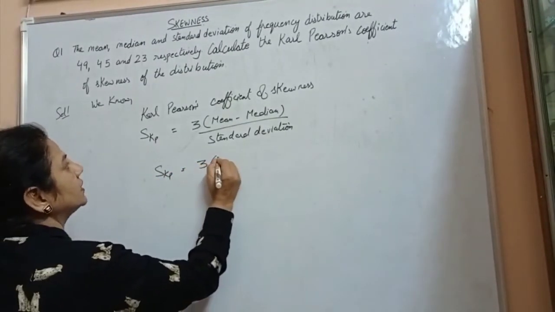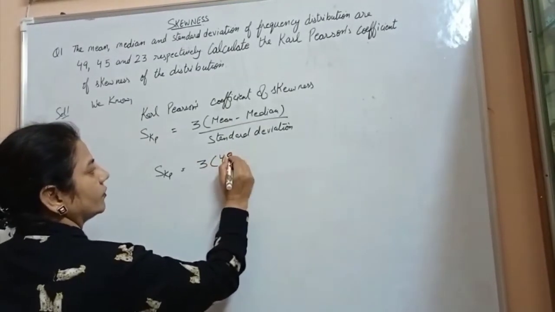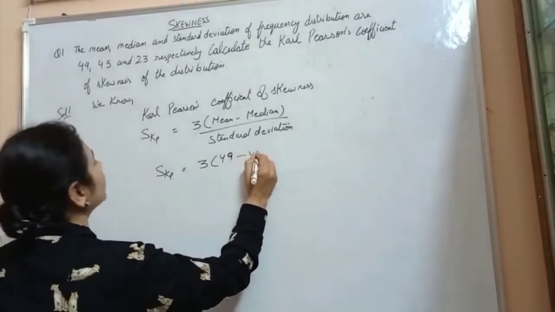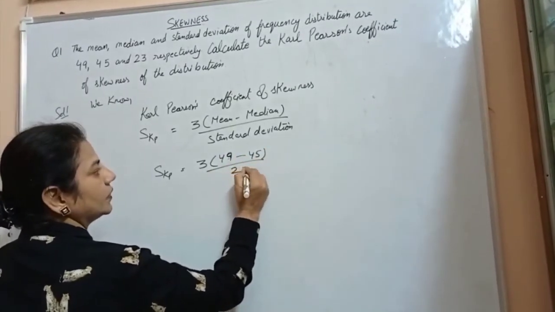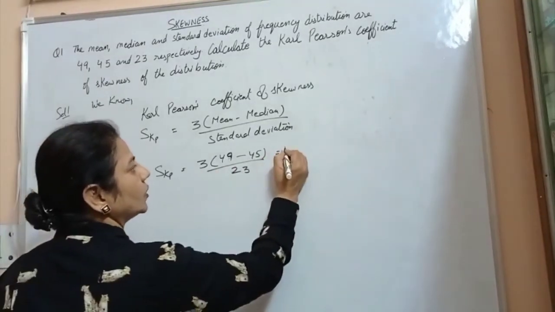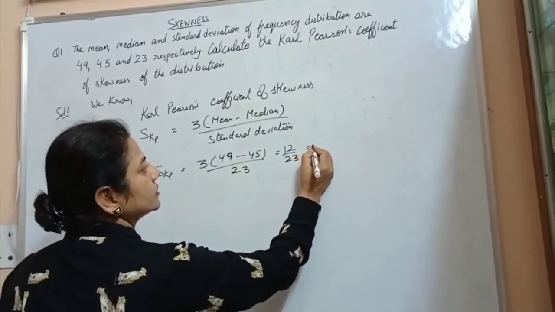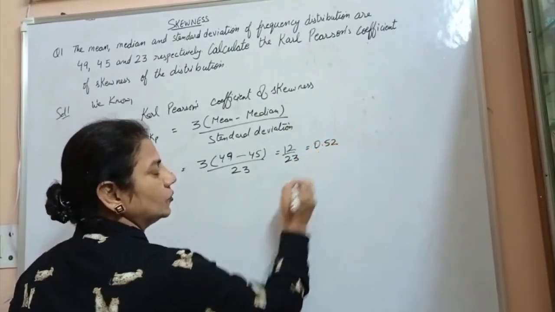It gives us 3 times (49 minus 45) divided by 23. 49 minus 45 is 4. 4 into 3 is 12, so 12 by 23, which is equal to 0.52.